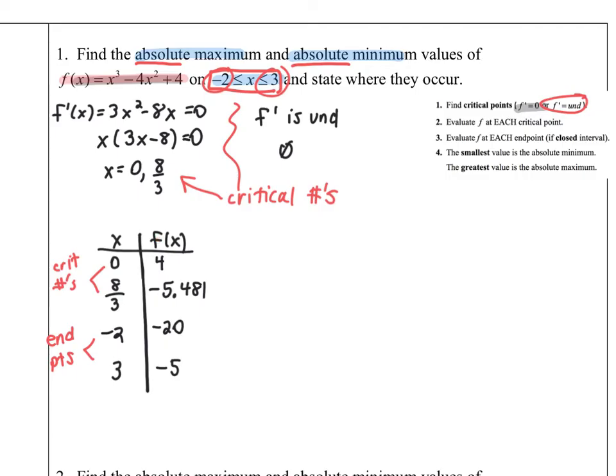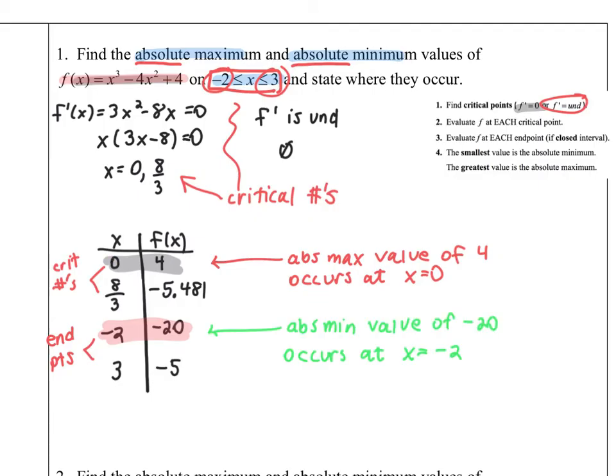or low something is. So the highest y value, which is right here, is going to indicate that's my absolute max, and my lowest y value, which is right here, is going to indicate my absolute min. So my absolute max value is the y value of 4, occurs at an x value of 0. And I say my absolute min value of -20 occurs at x equals -2. So your value is your y value, and where it occurs is your x value.